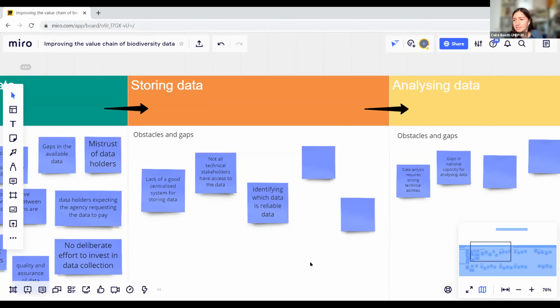So that nicely leads on to the point about not all stakeholders having access to the data. And also this challenge around identifying which data is reliable. And that has come up as a challenge already during the webinar. I see a point's just been added here that storing data is not cheap. Yeah, that's definitely worth addressing here, I think. And I welcome any of our panelists to kind of add any key obstacles and gaps that you often encounter at this data storage part of the value chain.